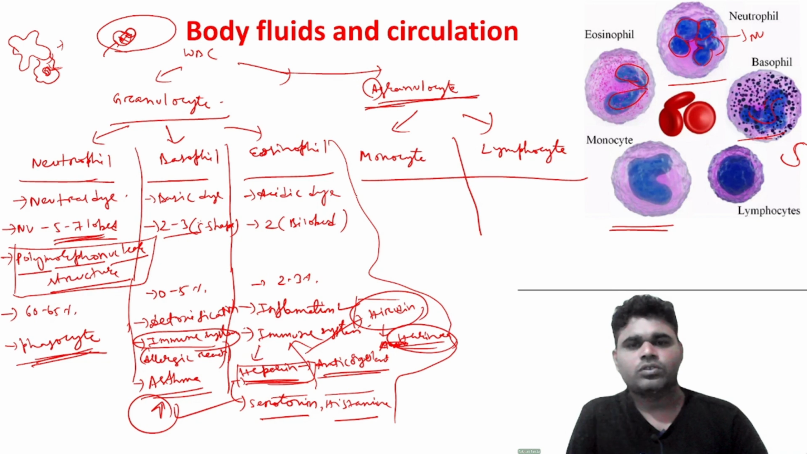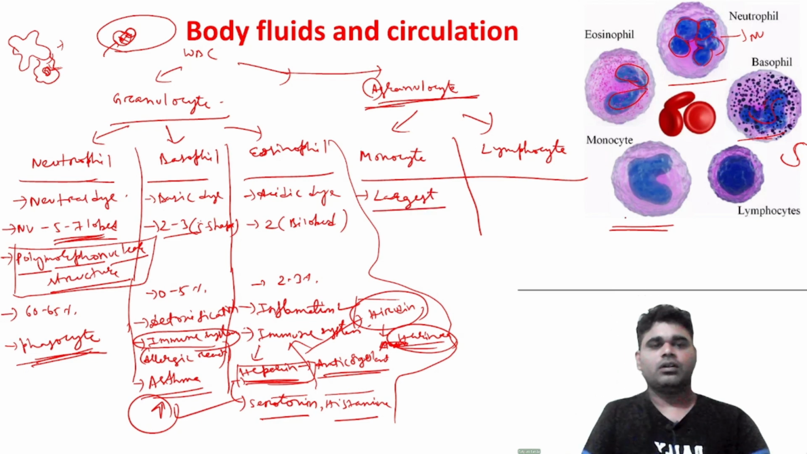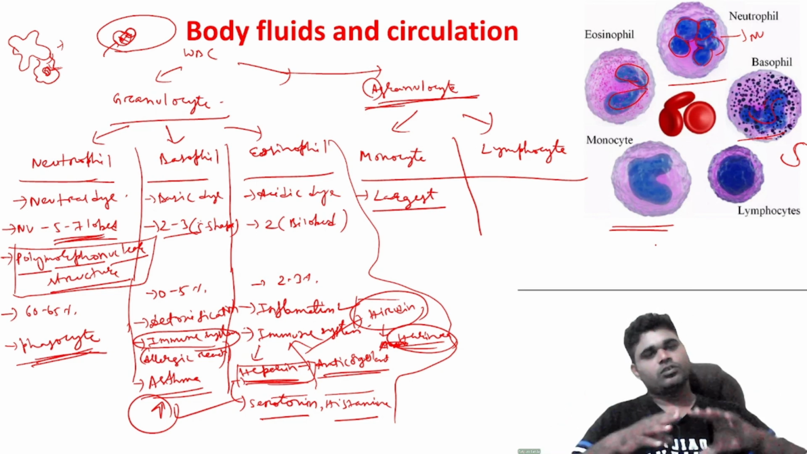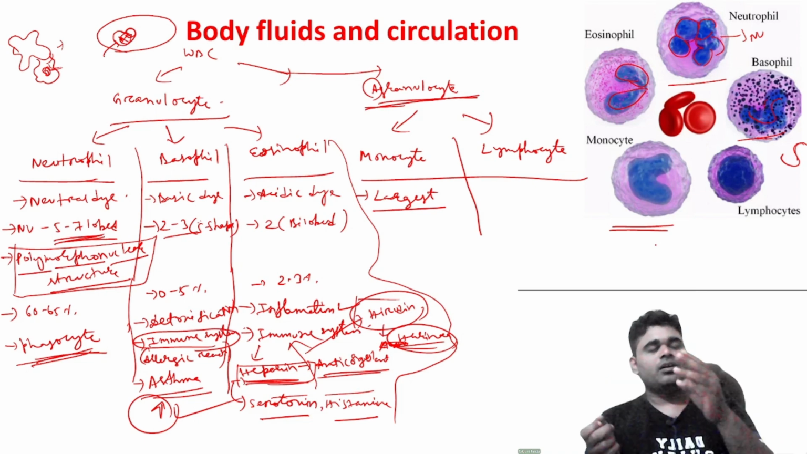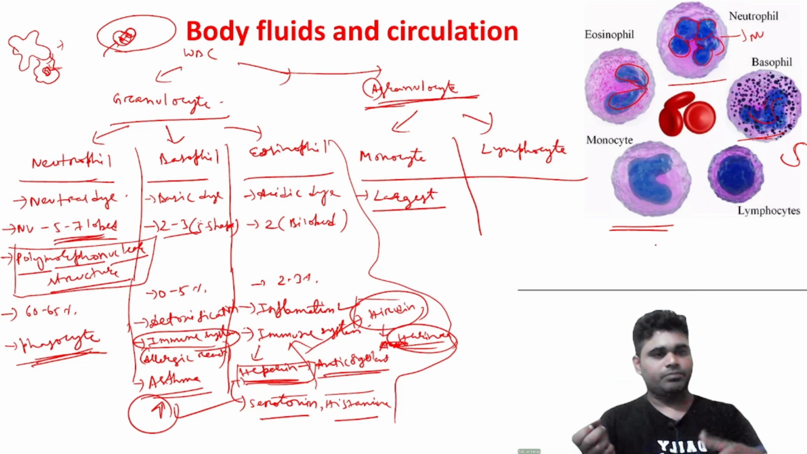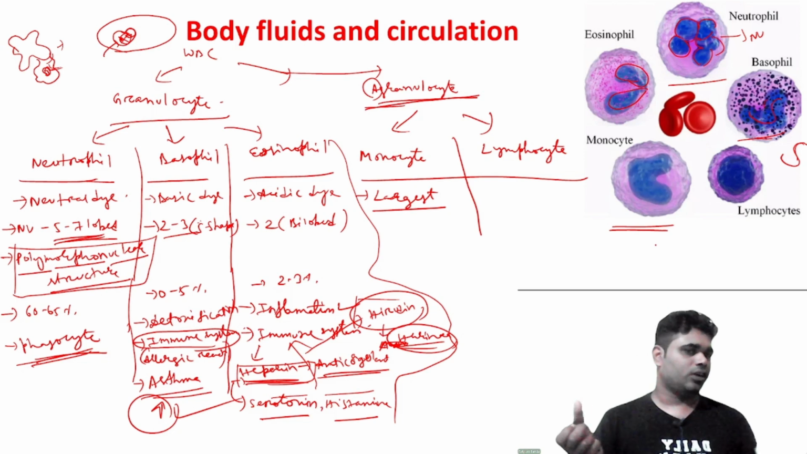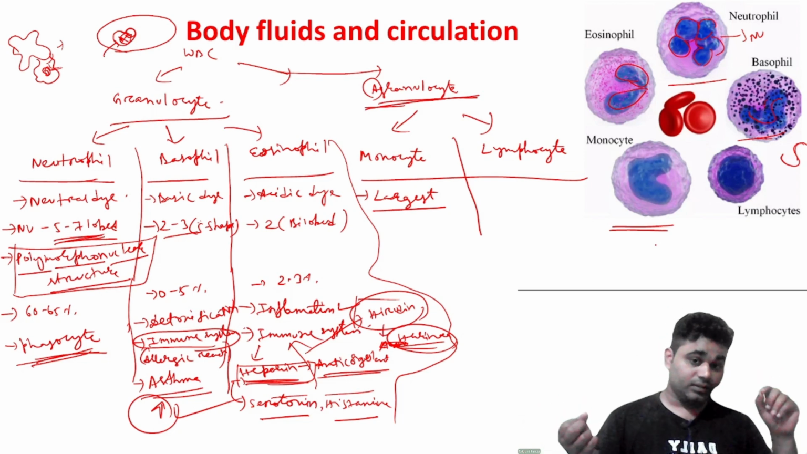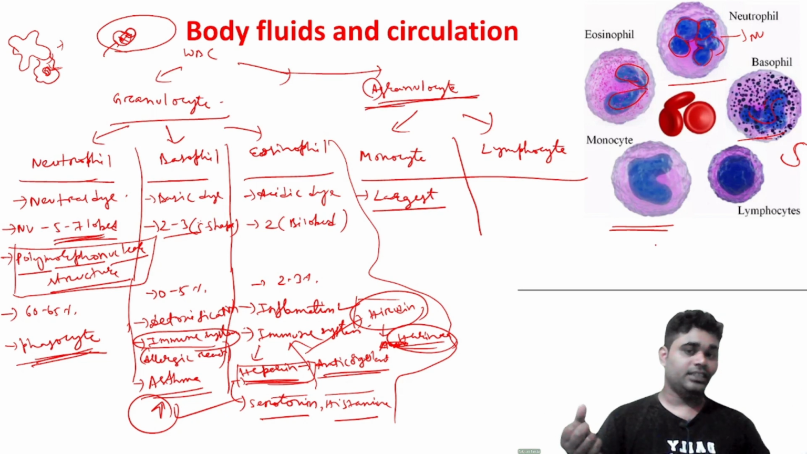Remember that the monocyte is the largest WBC. That means the size of the monocyte is much larger in comparison to the other WBCs. Of course, the WBCs are also large. Among WBCs, RBCs and platelets, the size of WBCs is much larger, and among the WBCs, the size of the monocyte is the largest.